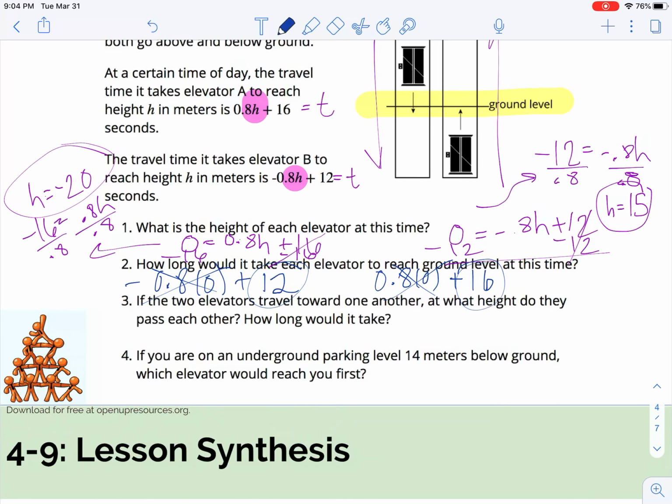So how long would it take? It would take 12 seconds for the one, and then it would take 16 seconds for the other. If that makes sense. And if you were to set it equal to 0, you could move the 12 over there. It would still be 12, right? Because you're not going to have negative time. It's just the negative staying there because it's going below ground versus above ground.